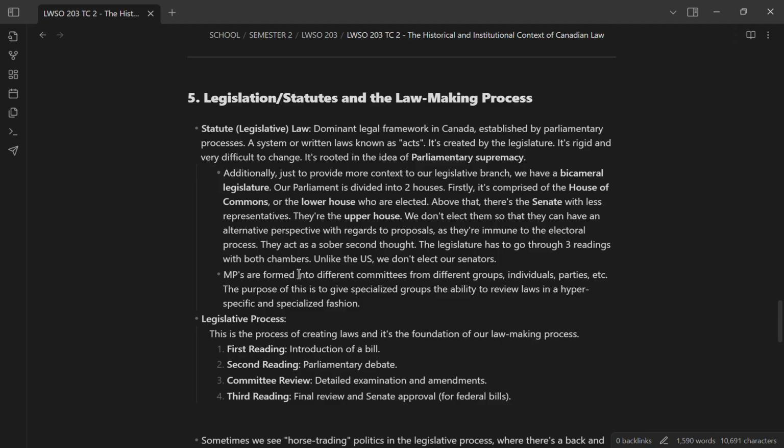For laws and bills to be passed, they go through 3 readings in a 4-step process. The first reading, which is the introduction, the second reading, which is a debate, a committee review, which is an examination and amending process, and a third reading, which is a final review and push to Senate for approval.